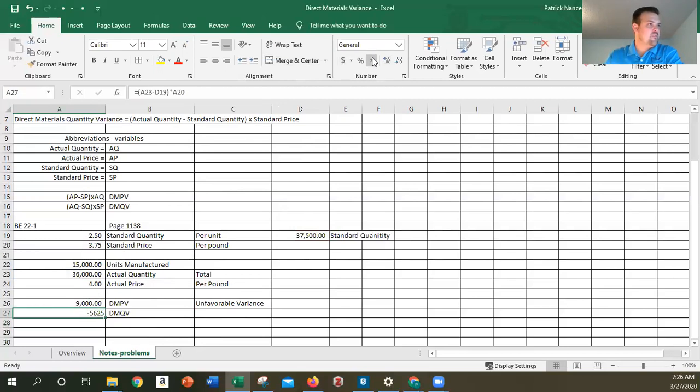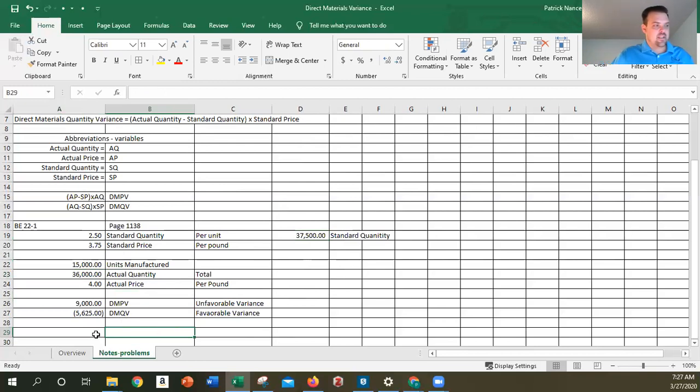Gives me negative 5,625, and it is a favorable variance. And again, if you keep it in order, the negative number makes it a favorable variance all the time. But if you get things mixed up like I do from time to time, just look at the fact that I would have anticipated using 37,500 pounds of direct materials on the 15,000 units that I actually manufactured, when in fact all I actually used was 36,000 pounds, which is a good thing, which makes that a favorable variance. So that's answers to A and B.